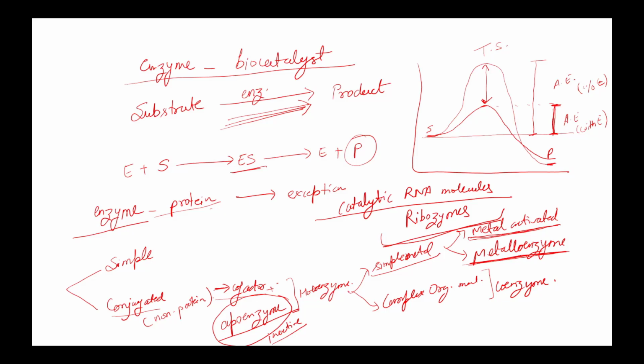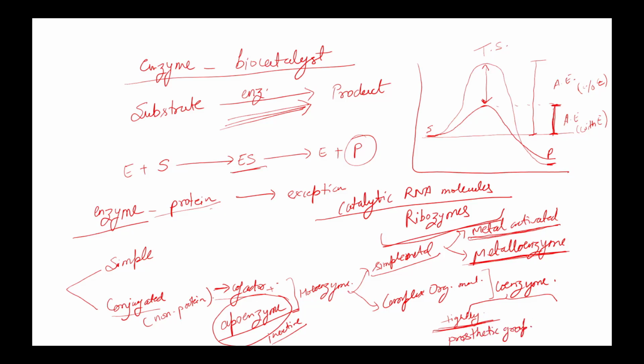Okay, then coming to the complex organic molecules, which we also refer to as coenzymes, there also we have two types. These coenzymes are joined to the enzyme with loose or tight, covalent or non-covalent bonding. If it is tightly joined with the enzyme via covalent or non-covalent bonding, it is called a prosthetic group.